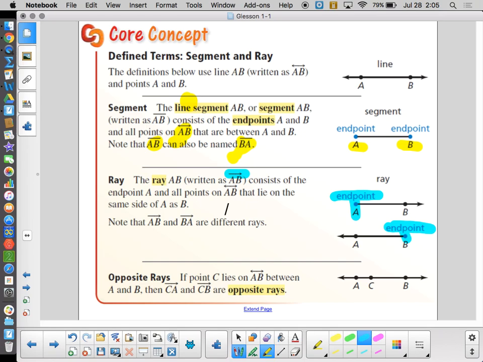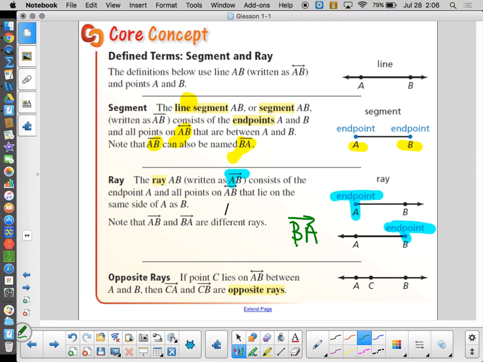The symbol always points to the right. We always list the endpoint first. So if I want to name the ray here that starts at B and goes through A, I don't say, and this is very common, I see a lot of people do this, A, B, and they put the arrow that way. That is not correct notation. Okay? We still call that ray BA. The arrow is not indicating direction. The arrow simply symbolizes that it's a ray. We list the endpoint first and then some point along the way.